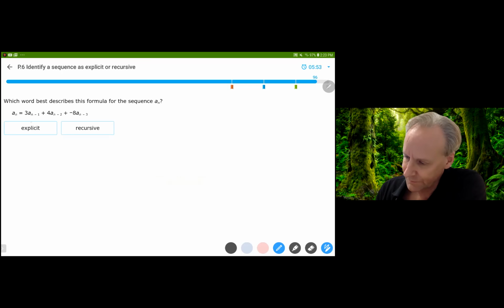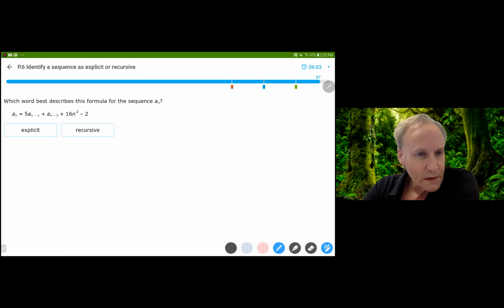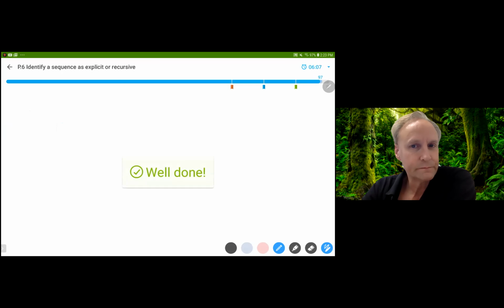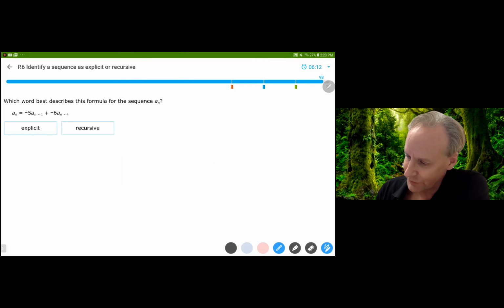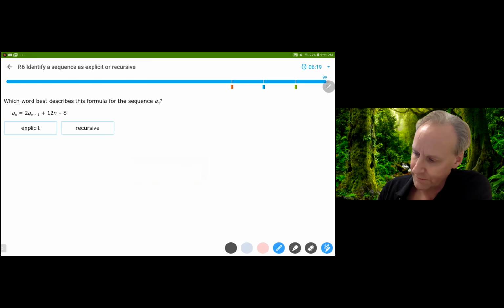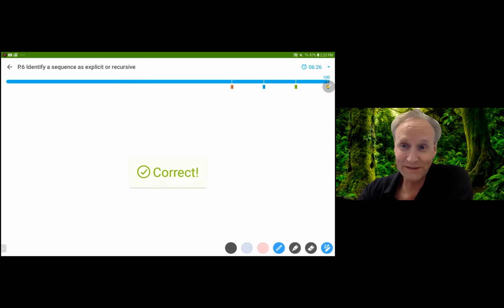This one is recursive because we're using 3 former terms in order to get the new one. And this one has 2 former terms, this one and that one. We're almost done. This one has 2 former terms, so it's recursive. And our last one is recursive because it has a former term that is defining the new one. And I hope you guys will get it. It's a pretty easy one.